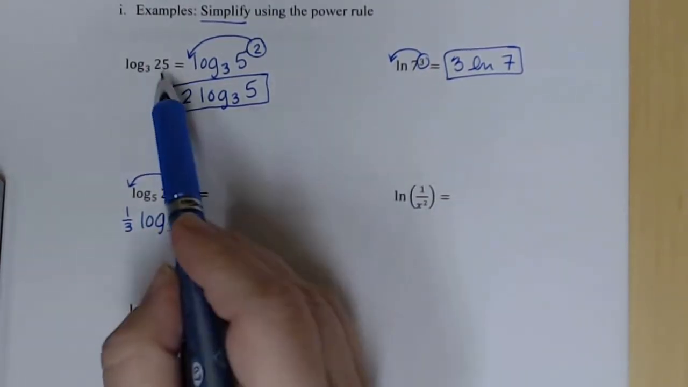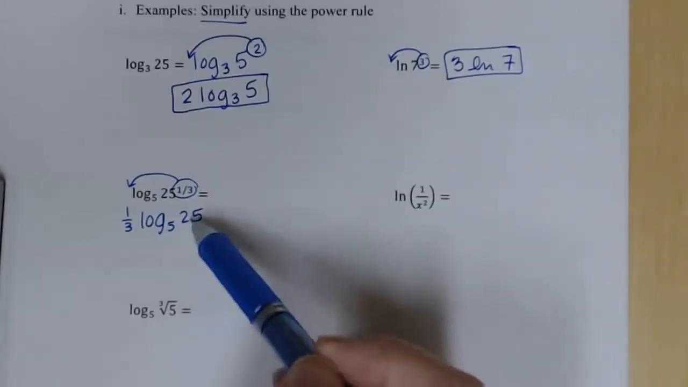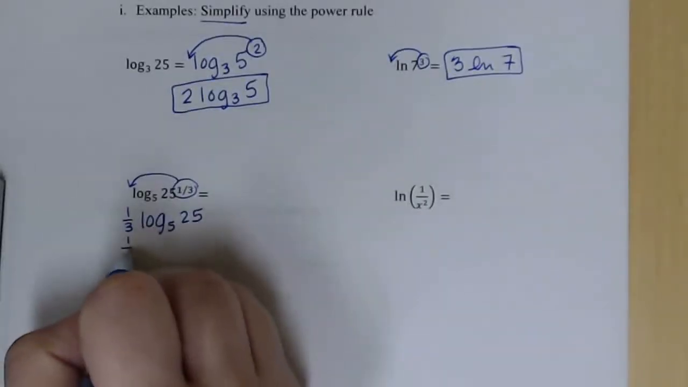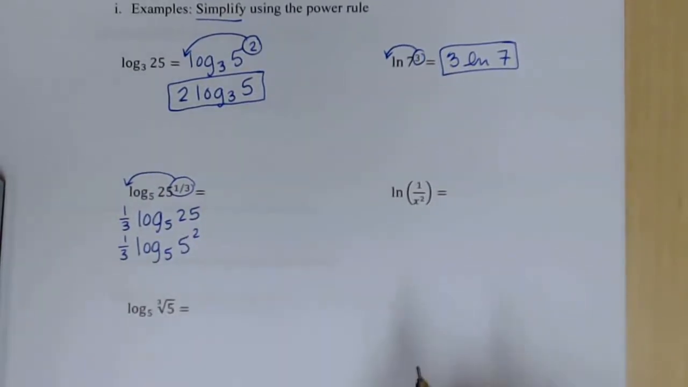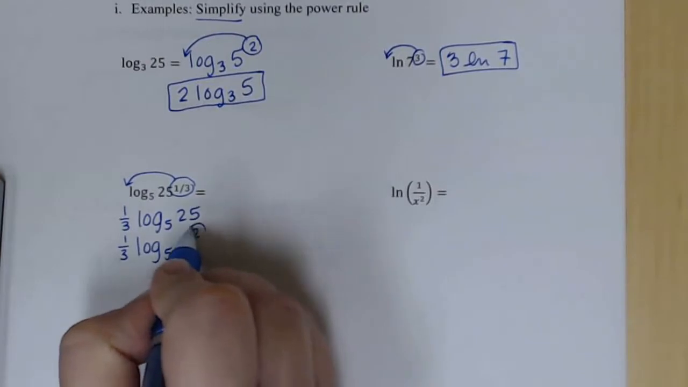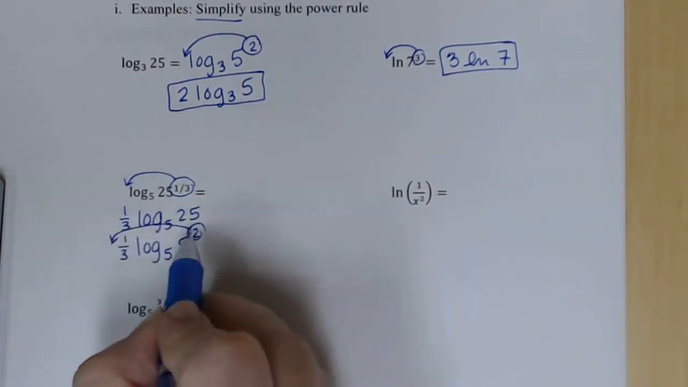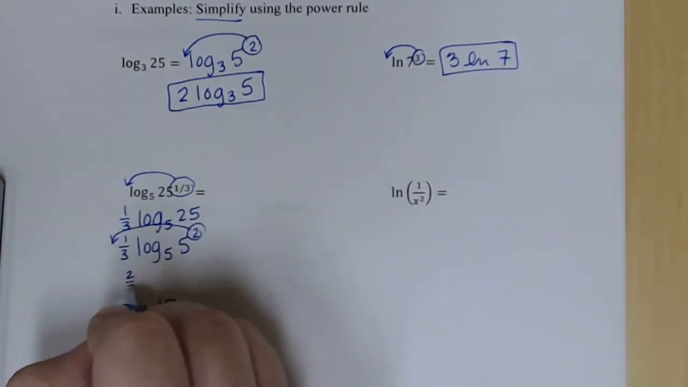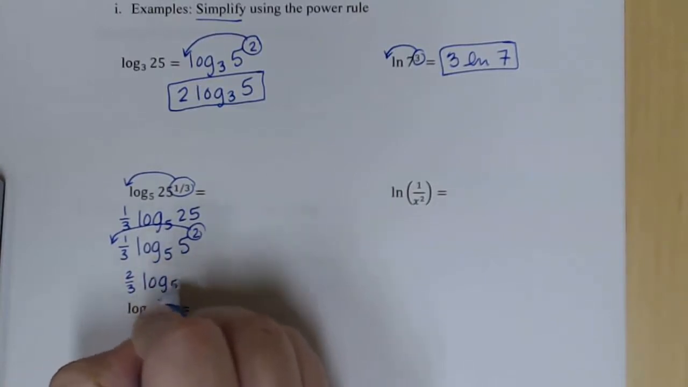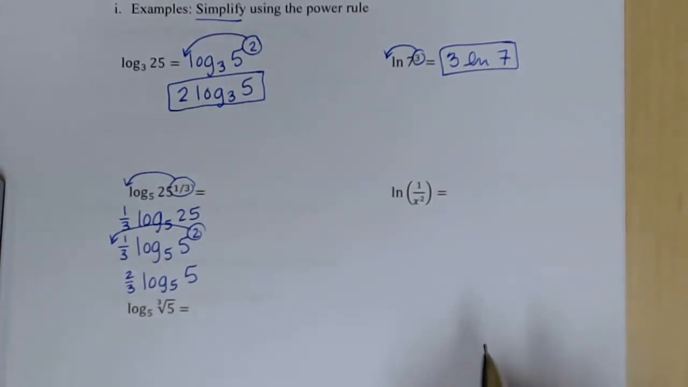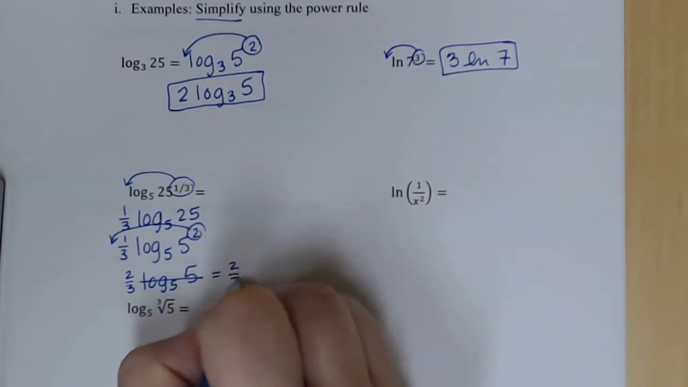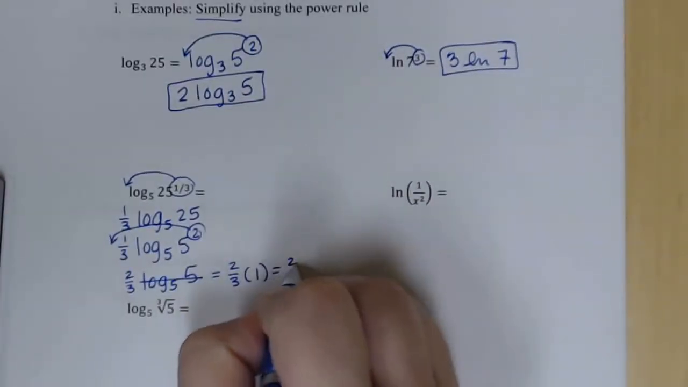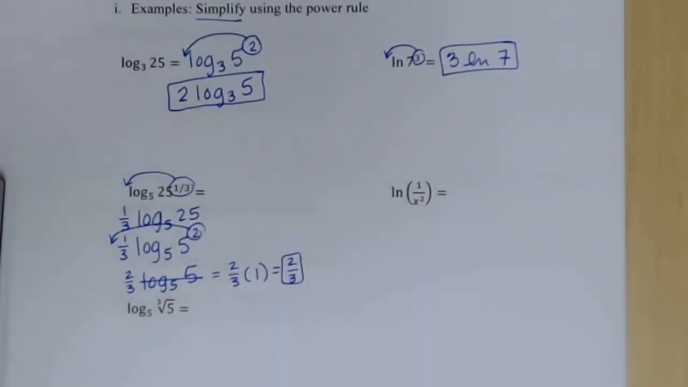But I'm having flashbacks to this previous one, and I see that 25 actually can be written as 5 squared, so maybe let's take that approach. 1/3 log base 5 of 5 squared. Well, I got another power, so let me bring that power out front. So 2 times a 1/3 gives me 2/3 log base 5 of 5. And remember from the previous section, the inverse property says log base 5 of 5 is actually equal to 1. So it gives me 2/3 times 1, which is just 2/3.